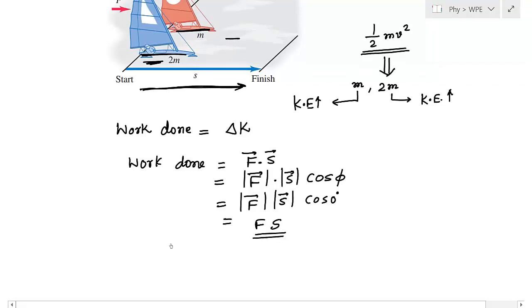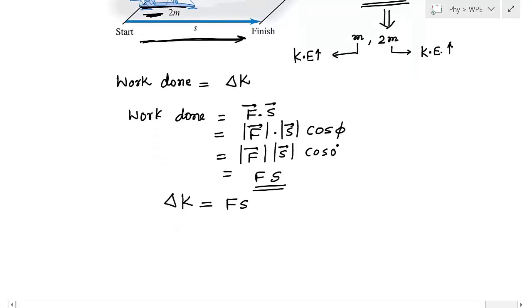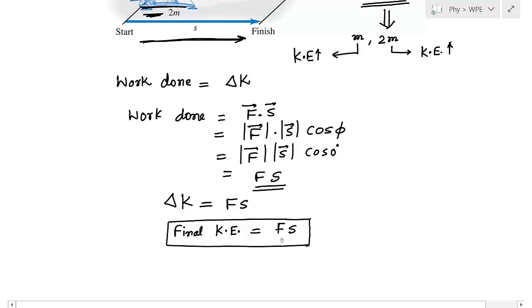So the change in kinetic energy in both cases will be nothing but F times S, because this is the work energy theorem. Now both start from rest, so the change in kinetic energy is equal to the final kinetic energy minus the initial kinetic energy. Since both start from rest, the initial kinetic energy is 0. So the final kinetic energy in both cases is equal to Fs. You see, in this case both ice boats will have the same kinetic energy, and the magnitude of this is F into S.